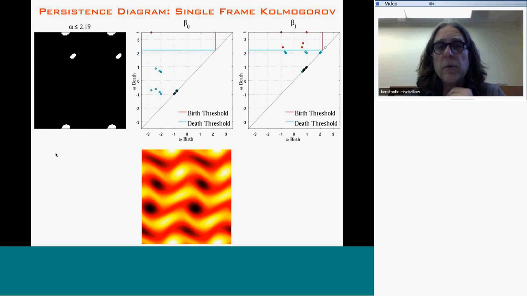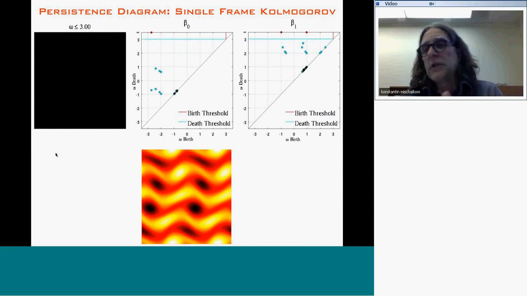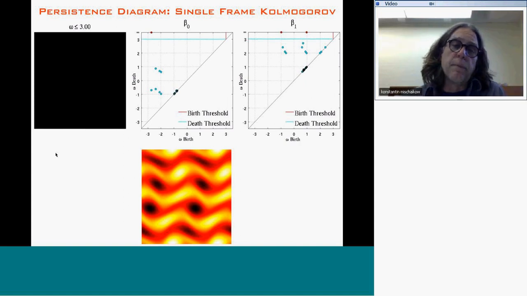Because we're using a cubical pixelated relation, that's what these points sitting on the diagonal are. These really represent holes that are considered 1 pixel in size. All right.